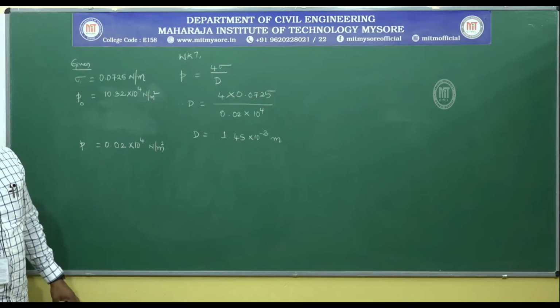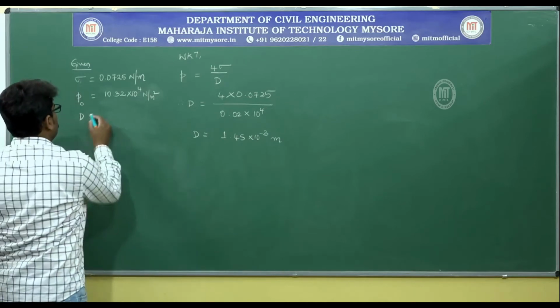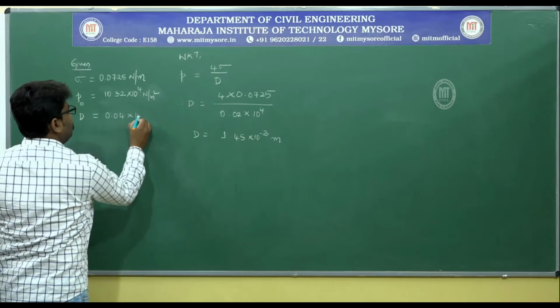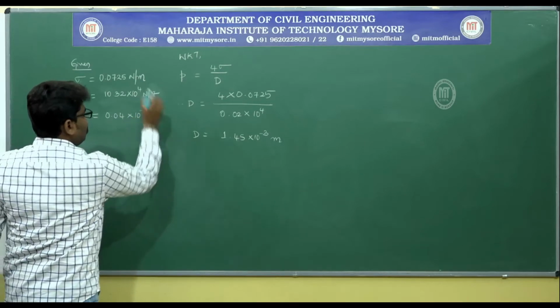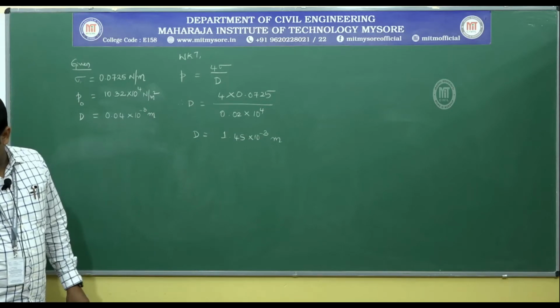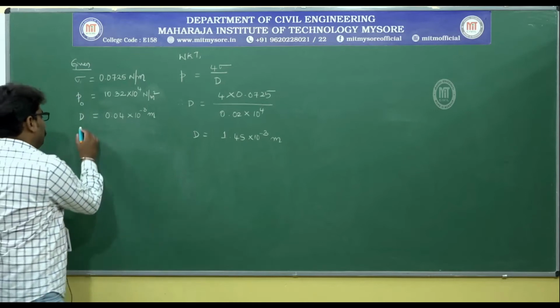You also have been given the diameter of the droplet, which is 0.04 millimeter. Milli is nothing but 10 power minus 3 meter. I will retain. What is the question? You will have to find out what is the pressure inside the droplet.